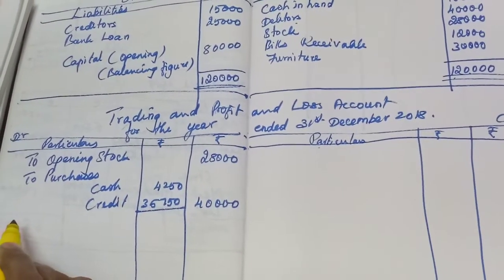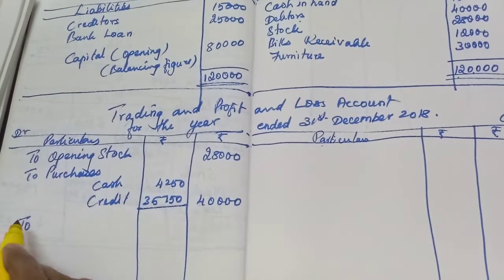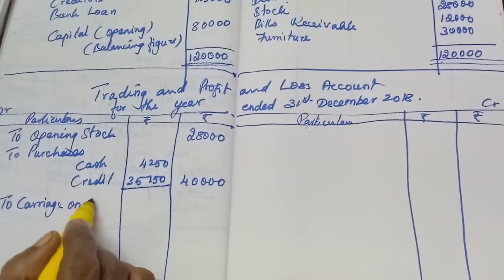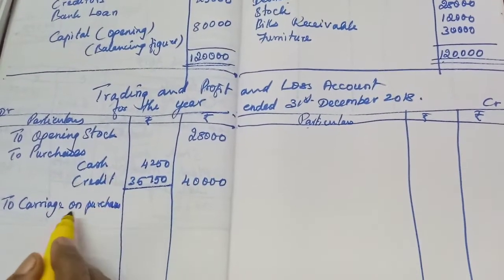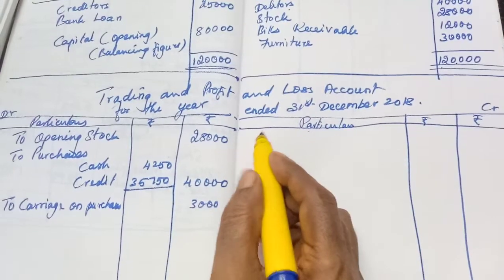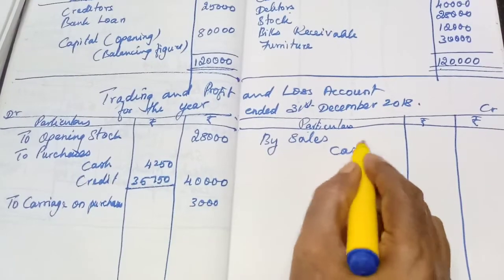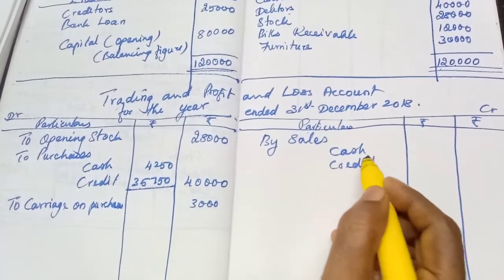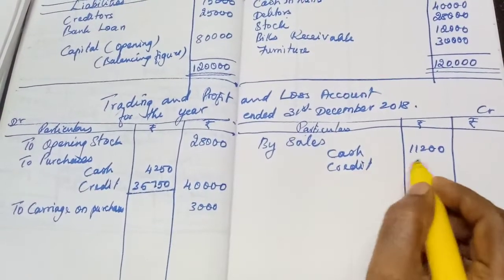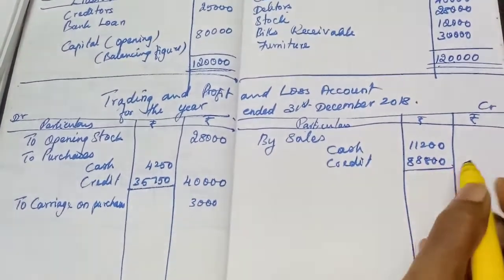Now any direct expenses available? I told you, next expense, carriage on purchases. That is the direct expense. Carriage on sales is the indirect expense. So write the carriage on purchases 3,000 on the outer column. Now that's all. Okay, now by sales. Two sales available, cash sales and credit sales. How much is the cash sales? 11,200. Credit sales 88,800. So 1 lakh, isn't it?